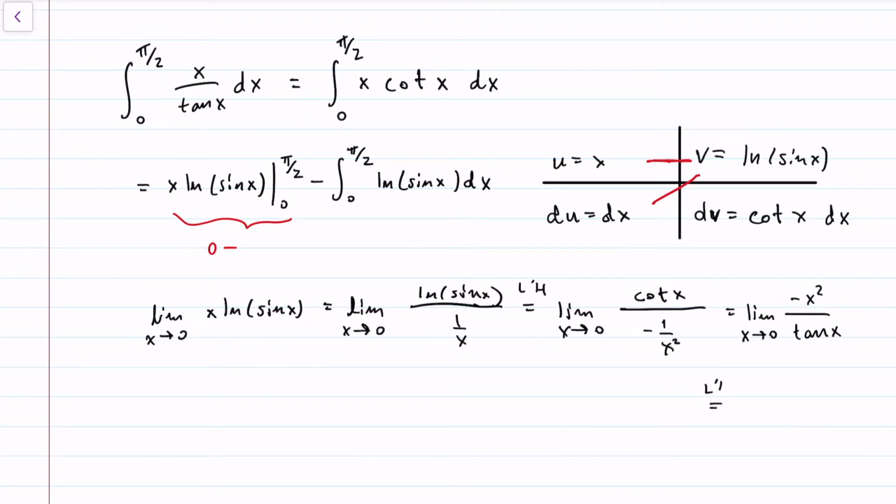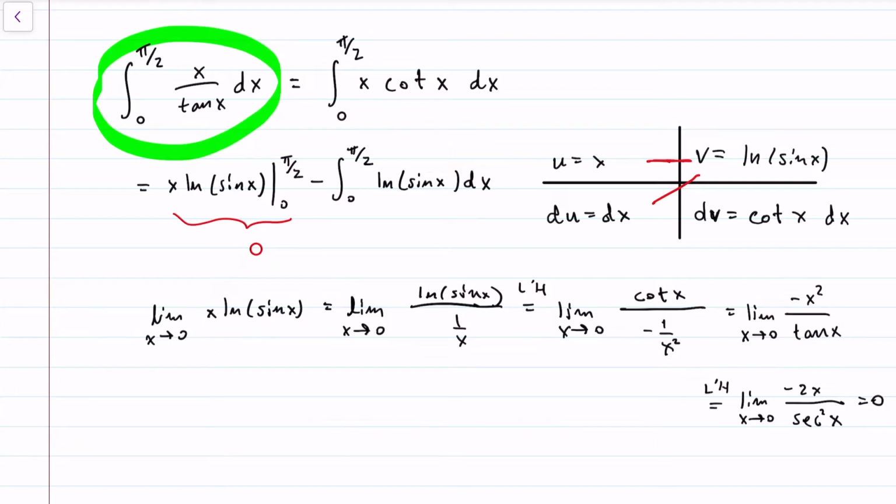So finally, by L'Hopital's rule a second time, we get the derivative of the top is negative 2x, and the derivative of the bottom is secant squared. And that's great because when x is 0, secant squared is 1, so this is 0 over 1, which is just 0 finally. So this whole thing is 0 minus 0, which is just 0. Perfect. So in fact, this original integral just simplifies to negative this integral.